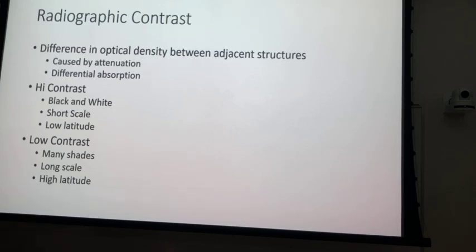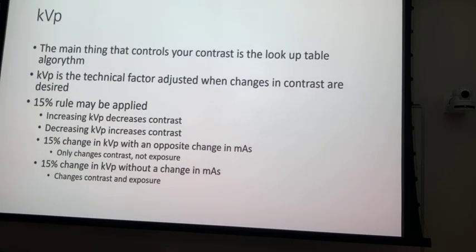So, you might clip that and stick it on your mirror and read through it a few times every day until it locks in, because you're going to trip over this for the next two or three semesters. So again, kVp is what we say. The main thing that controls your contrast is the lookup table. kVp is a technical factor we adjust.